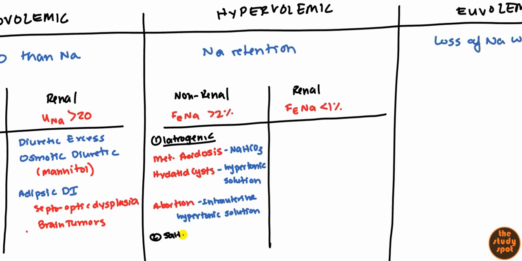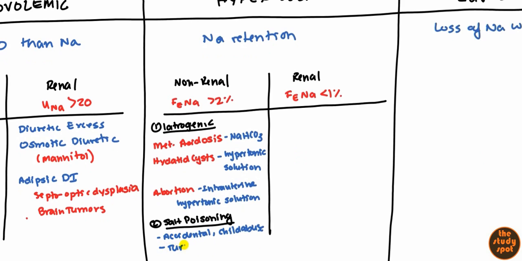And finally, a very rare cause, but salt poisoning. This can be either accidental or intentional, during child abuse. And there is actually a Turkish custom where they put salt all over the baby's skin for some reason. So that's something to just kind of have in the back of your mind, I guess.